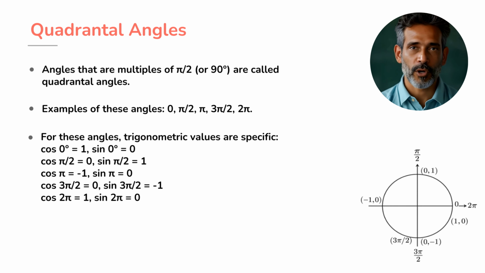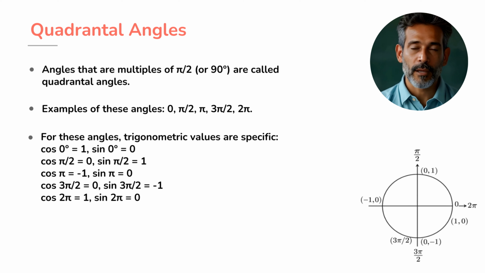Now, let's talk about a special type of angle called quadrantal angles. These are angles that are multiples of pi divided by 2 or 90 degrees. In simpler terms, they are the angles that lie along the axis of the unit circle. The most common quadrantal angles are 0, pi divided by 2, pi, 3 pi divided by 2, and 2 pi.